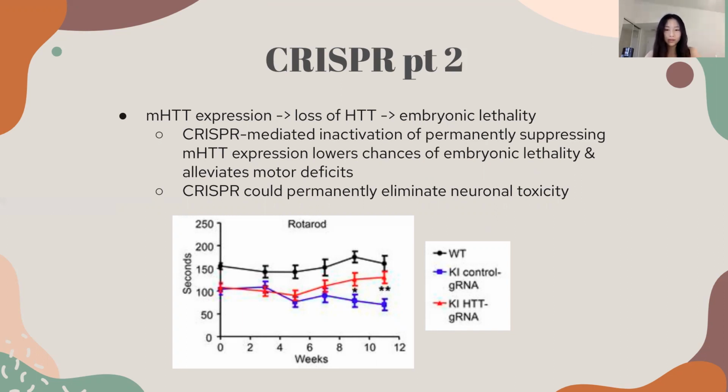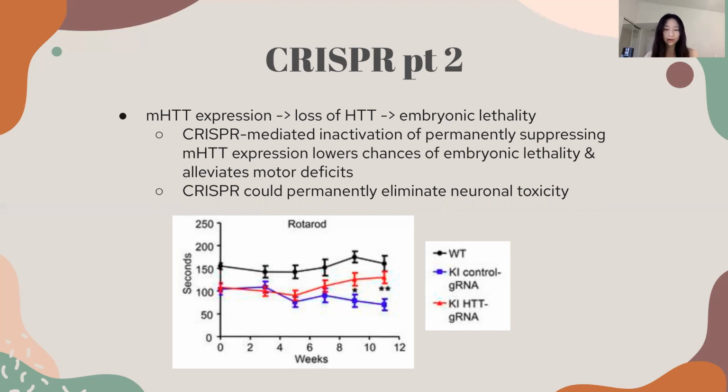The wild-type mice showed the longest duration of motor control during this test, which makes sense as they did not have the mutant HTT gene. But over the span of 12 weeks, we can see that the corrected gRNA, the red line, indicates a higher rate of success than the uncorrected gRNA, the blue line, as these mice were able to successfully demonstrate motor control for a longer duration. This improved performance alleviated the motor deficits of HD in those mice.